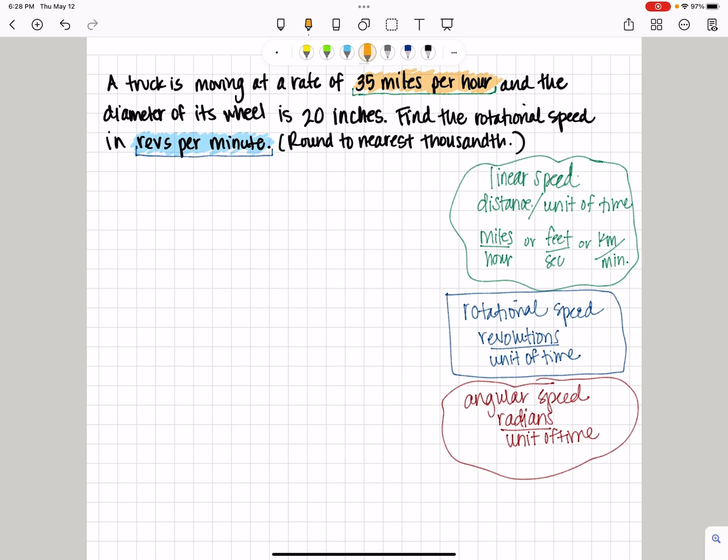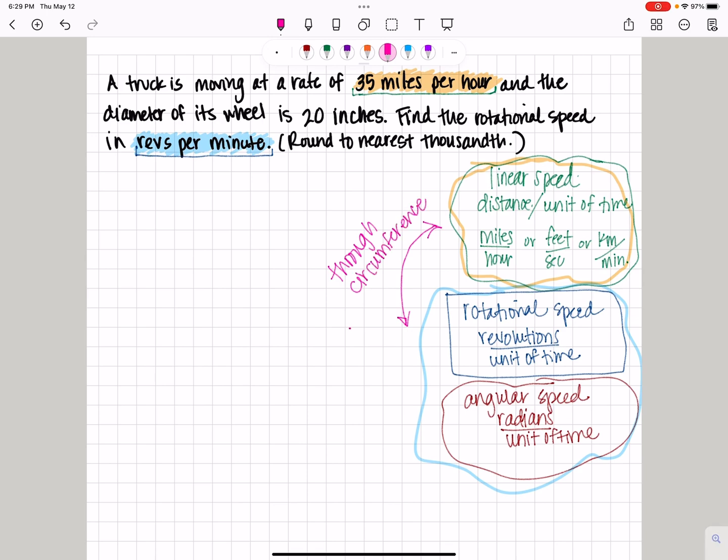And what's interesting here is that we've got linear speed. I'm going to highlight that in orange. When you're going from linear speed to either one, the rotational speed or the angular speed, the only way to get from one to the other is through the circumference. Okay, so keep this in mind. You got to get there through the circumference, which is either 2 pi r or pi d.